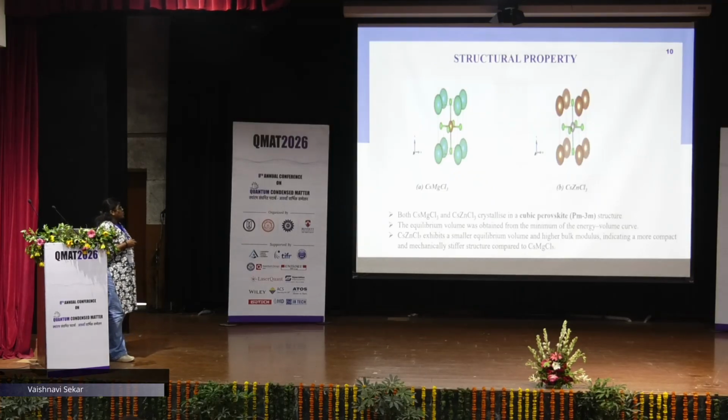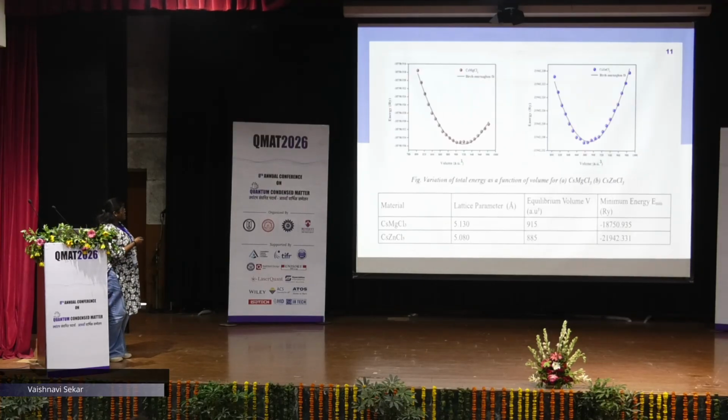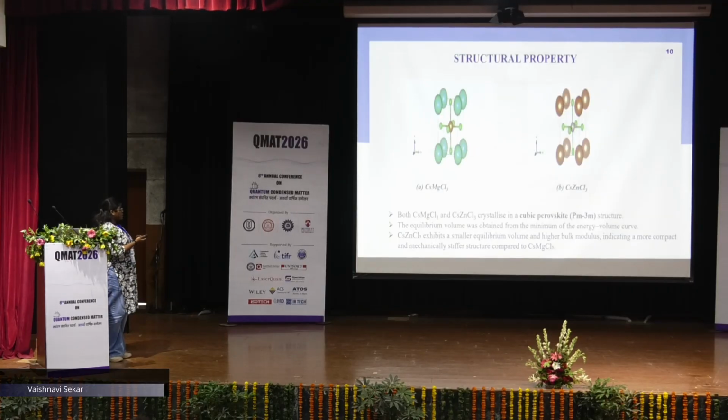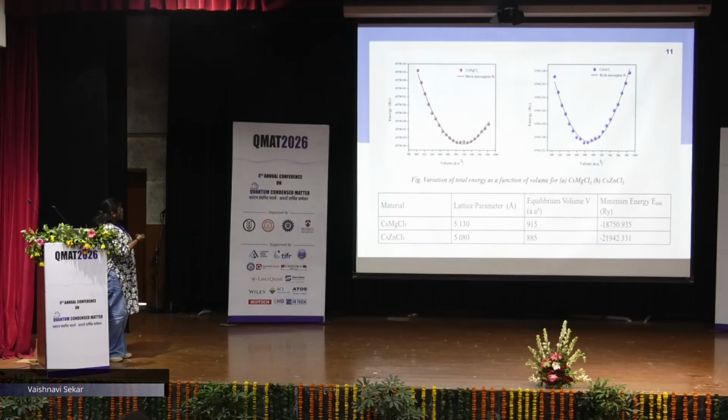This is the structural property. Both CsMgCl3 and CsZnCl3 crystallize in a cubic perovskite structure, and the equilibrium volume was obtained from the minimum of the energy-volume curve, which is given here. Comparatively, CsZnCl3 exhibits a smaller equilibrium volume and higher bulk modulus. These are the lattice parameter, equilibrium volume and minimum energy taken from the Birch-Murnaghan fit.